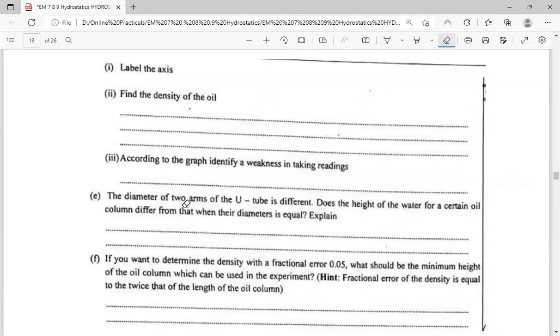The diameter of the two arms of the U-tube is different. Does the height of the water or kerosene oil column differ from when their diameters are equal? Height and cross-sectional area have no relationship.